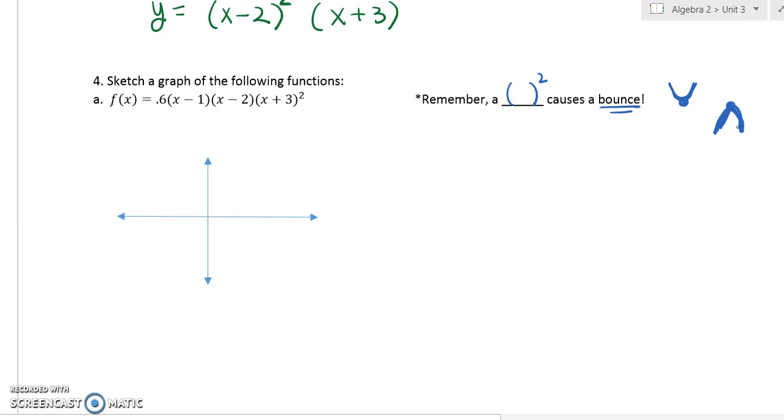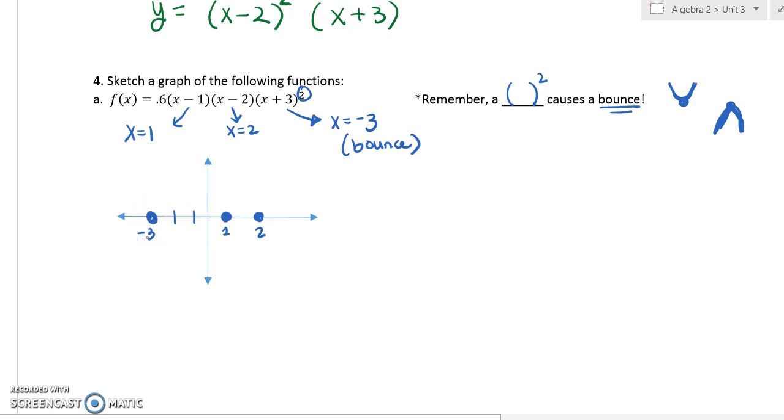All right. So I'm going to go ahead and put the zeros. For example, x minus 1, I know that my answer is x equals 1. So I'm going to put a 1 there. For x minus 2, I know x equals 2. So there's another zero at x equals 2. And then x plus 3 squared, we have an x equals negative 3. But it is a bounce because it is squared. Okay? And there's going to be a bounce.